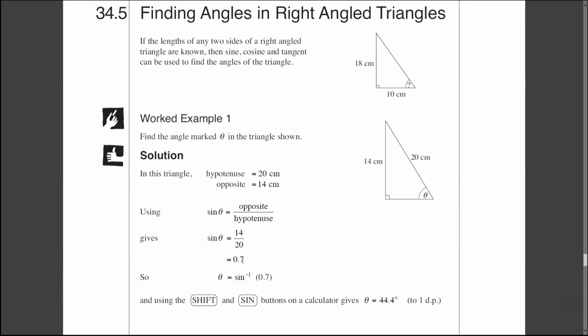To get what theta is, we have to apply the sine inverse. When you apply sine inverse here, theta pops out. It's like the inverse removes the sine, so you just get theta. Now you have sine inverse of 0.7. Plug that into your calculator, you get 44.4 degrees.